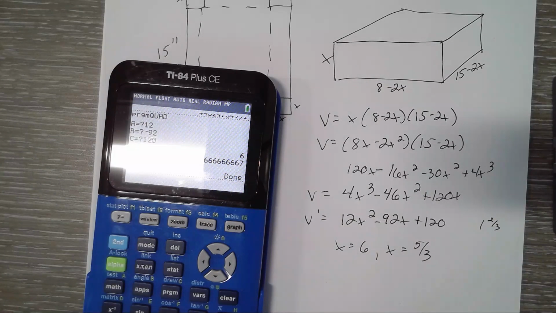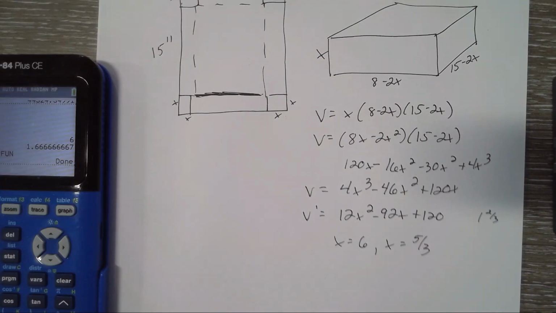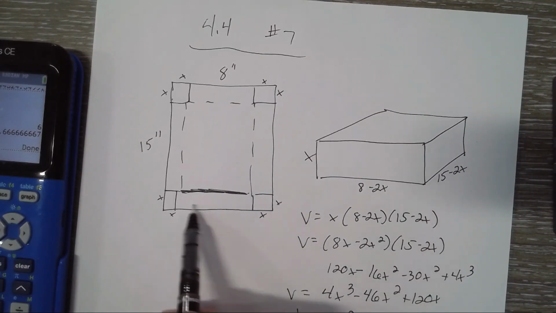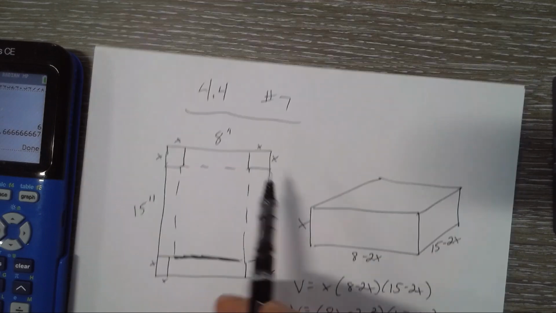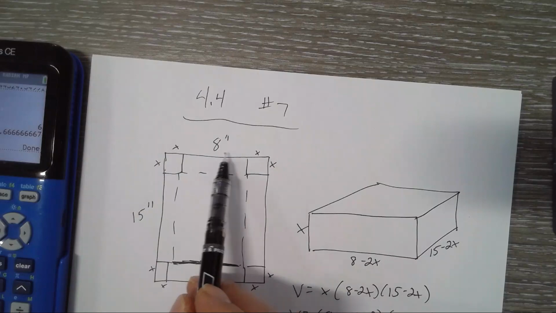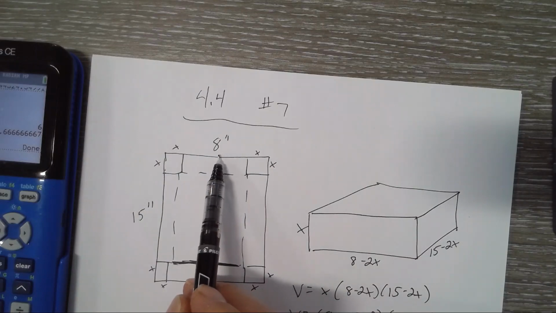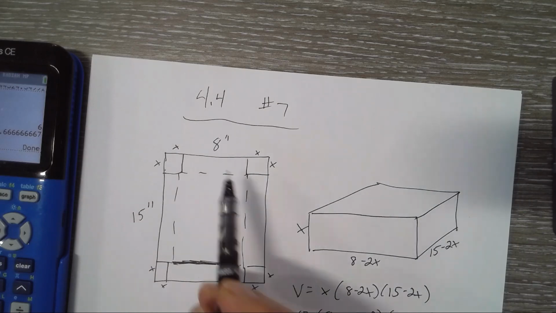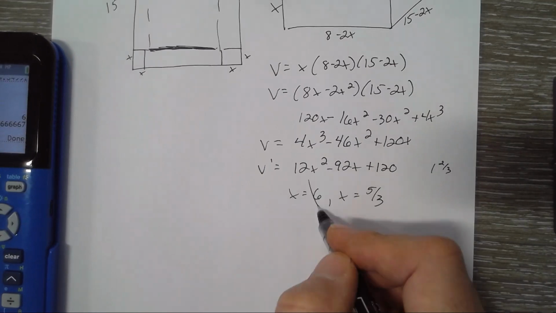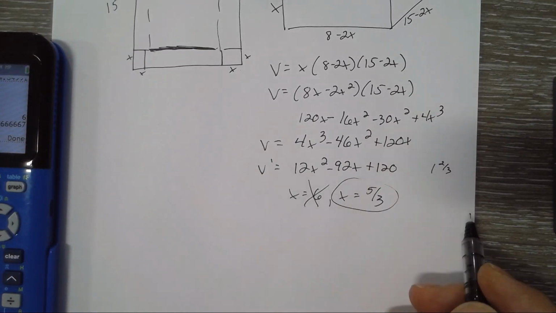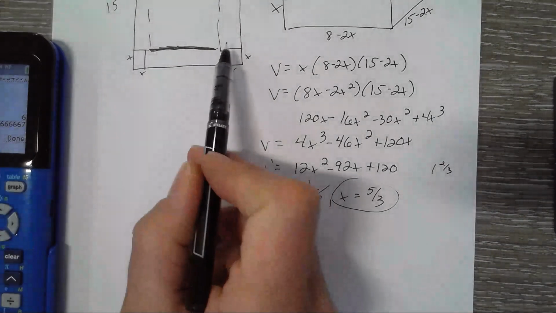So the domain of this, if we're going to cut out X inches from each corner like this, this is only 8 across, so the biggest X could be is 4, and even at 4 we'd have 0 left over, so it's got to be less than 4. So there's no way it could be 6. So 6 is not a solution. It's not in our domain of the problem. So 5/3 is where we should cut out. It should be 5/3 from each direction.